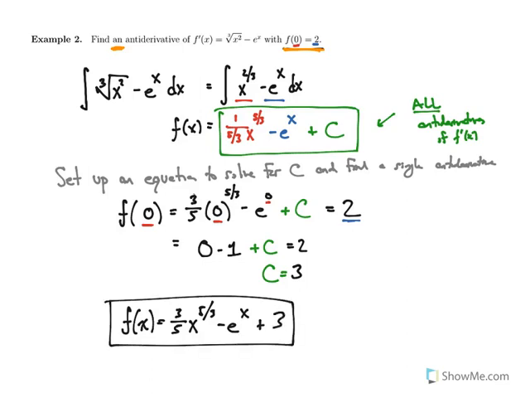This is what we call an initial value problem. And you'll see these a lot as we move forward with antiderivatives. That is, we're trying to find a specific antiderivative by solving for c for some value. And we're given some initial value.